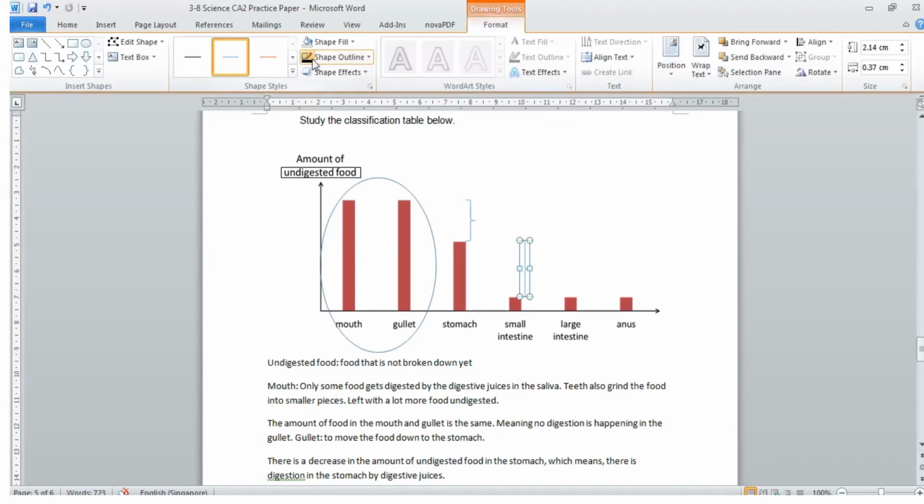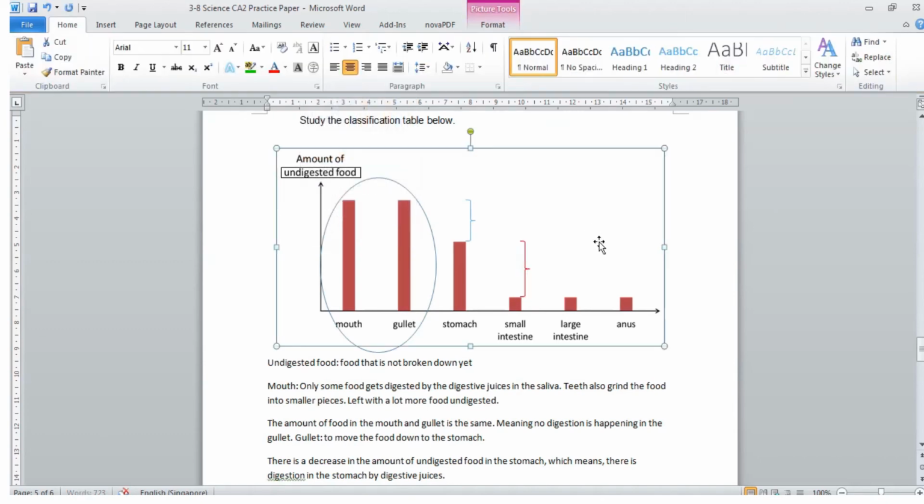Let me color it in red. Now, can you see there's a bigger decrease in the amount of undigested food in the small intestine? That would mean that most of the digestion is also taking place in the small intestine. That's why there's a lot of food that suddenly gets digested.